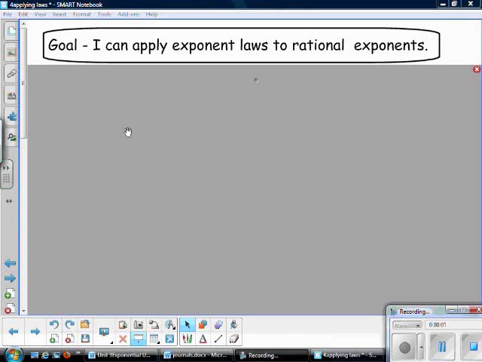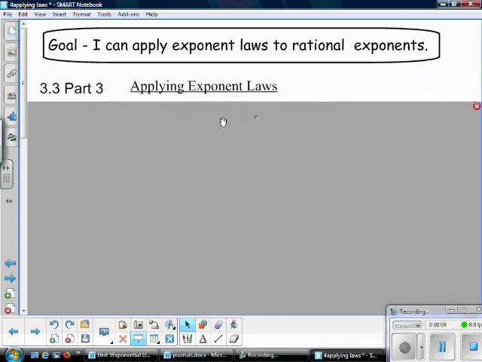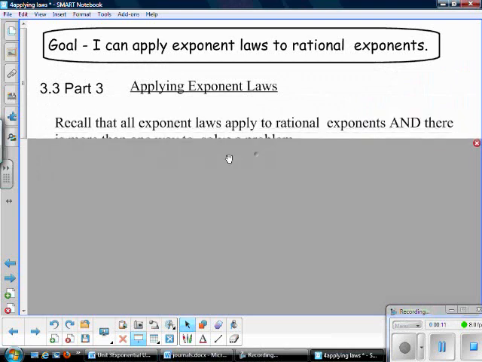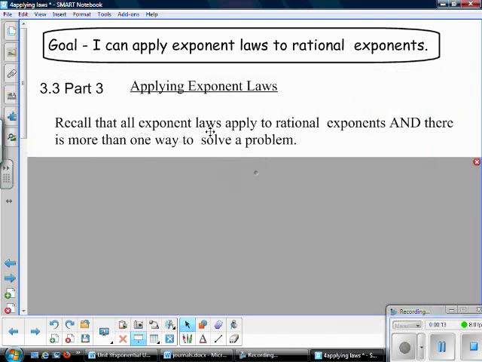Our goal is still working with rational exponents. And our goal today is: I can apply exponent laws to rational exponents. So first of all, this is part 3. Recall that all exponent laws apply to rational exponents, and there's more than one way to solve a problem.